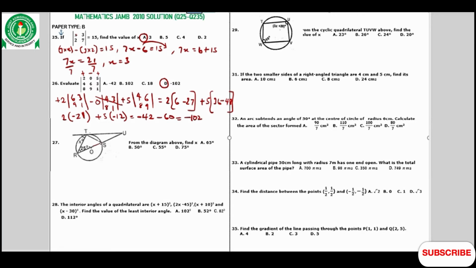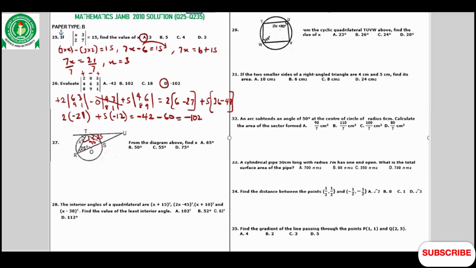The line here cuts the circle into two. So now, in the semicircle, the angle here will be equal to 90 degrees. The angle there is 90 degrees. So now, this angle here is an alternate segment angle. This angle here will be alternate to this.